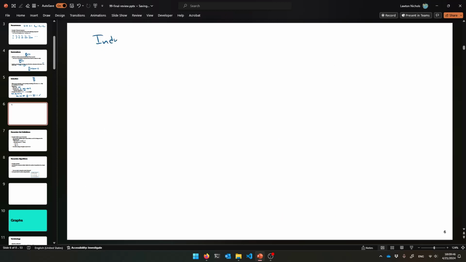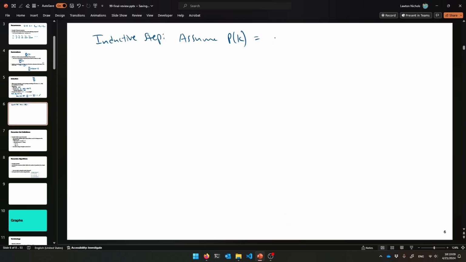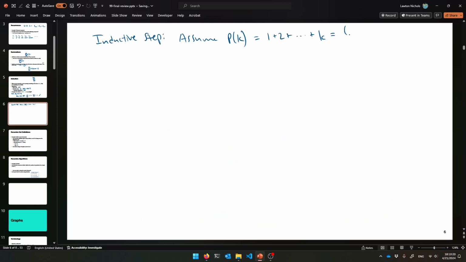So, inductive step. We would like to assume P of k is true, and use that to show that P of k plus 1 is true. Let me draw a better k there. There we go. So assume P of k, and that's just the sum of the first k numbers is equal to k plus 1 times k over 2. So that's 1 plus 2 plus dot dot dot all the way to k. That's equal to this closed form where you replace n with k: k plus 1 times k over 2, and we're going to use that.